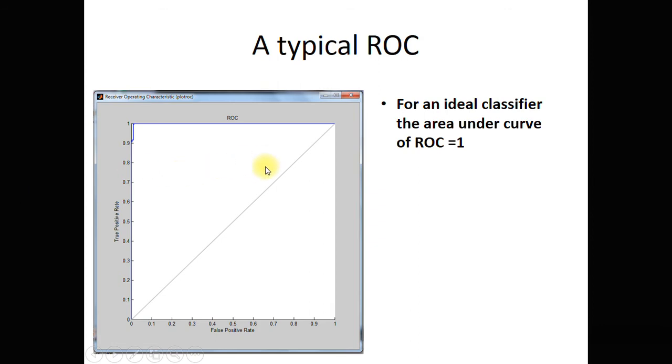This is the picture of a typical ROC. Now this is nothing but the true positive rate versus the false positive rate, and for an ideal classifier, the area under the curve, if you see closely, is that of a very good classifier because of this trace. I hope it is visible to you. So this blue trace over here, you can see that the area under the ROC curve is nearly equal to 1. So for an ideal classifier, the area under the curve for ROC will be equal to 1.